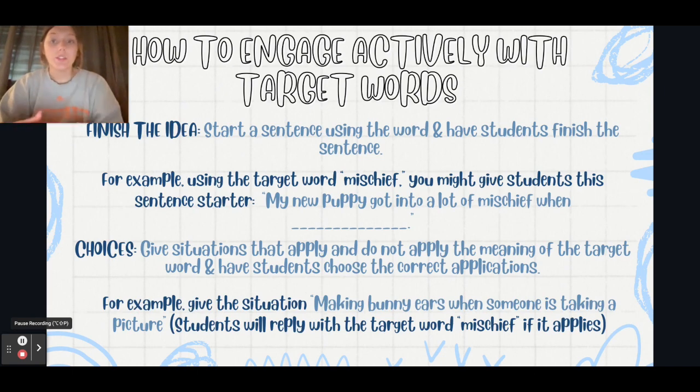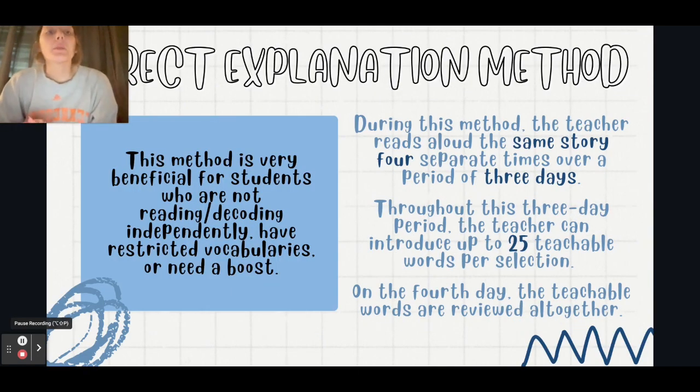Another way to actively engage with the target words was a game called Choices. Here you give students situations that apply and do not apply to the meaning of the target word and have students choose the correct applications. So, for example, give the situation making bunny ears when someone is taking a picture. Students will reply with the target word mischief if it applies, and it does to this situation. An example that doesn't apply to the vocabulary term in the book was practicing the piano, and students would not respond with mischief.